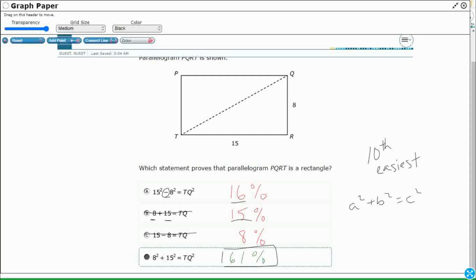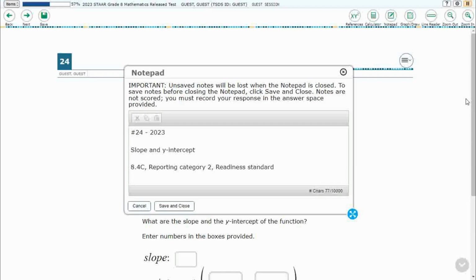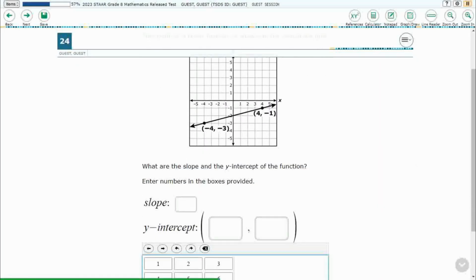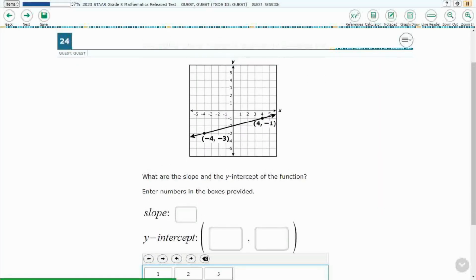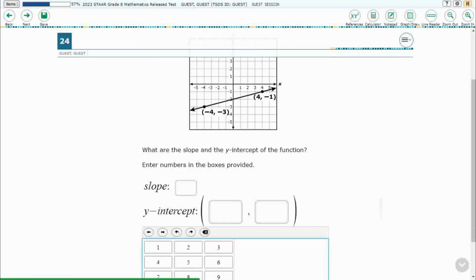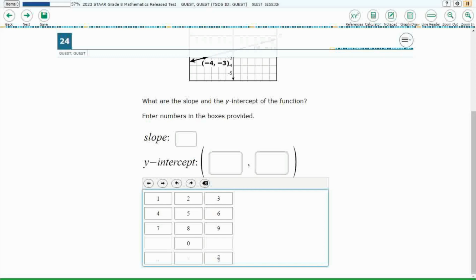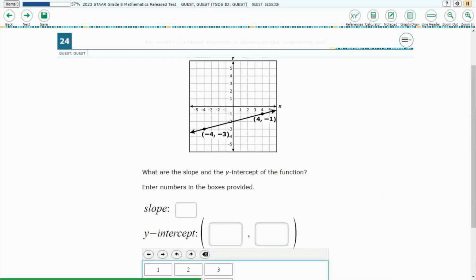For number 24, we are looking at slope and y-intercept. This is a reporting category 2 readiness standard 8.4C. And so we have a basic function graphed here, but take a look at our answer here. This is called the equation editor. Even though there are 3 boxes we have to fill in, this is only worth 1 point. We either get it all the way correct or all the way incorrect.